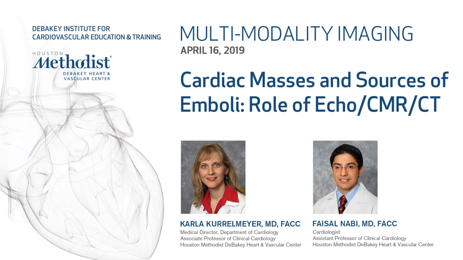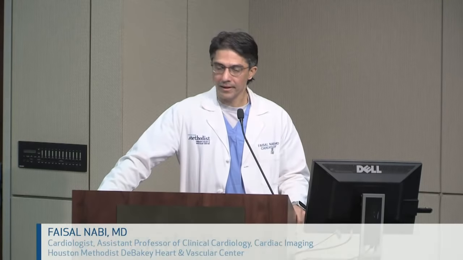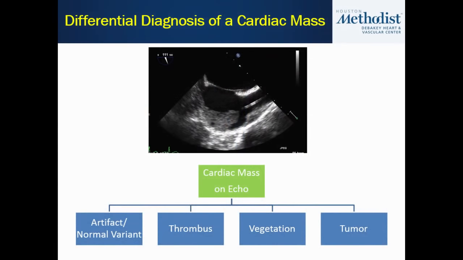So I'll be discussing the advanced imaging techniques and how we can use them to assess cardiac masses. Usually when you see something by echocardiography, with ultrasound, the differential is usually the same. Is this normal? Is this just an artifact, a normal variant? Is this thrombus? Is this vegetation? Or is this a tumor?